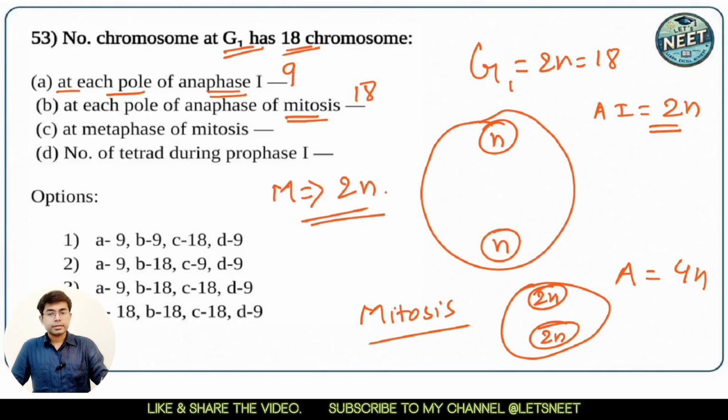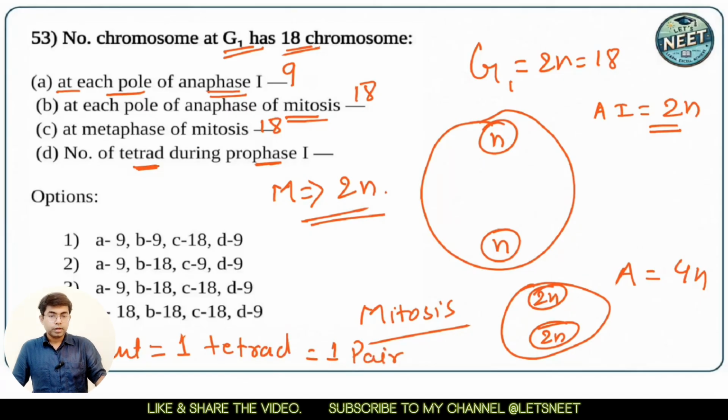So 2n is 18, so it will be 18. And lastly, number of tetrad during prophase 1. Now here it is important to know this relation of tetrad. See, there are two terms. One is called bivalent and another is tetrad. So remember, one bivalent is equal to one tetrad is equal to one pair of chromosome. One pair of chromosome, right?